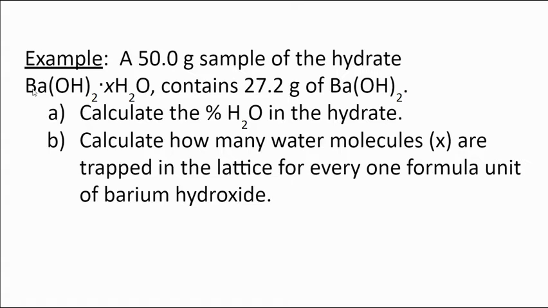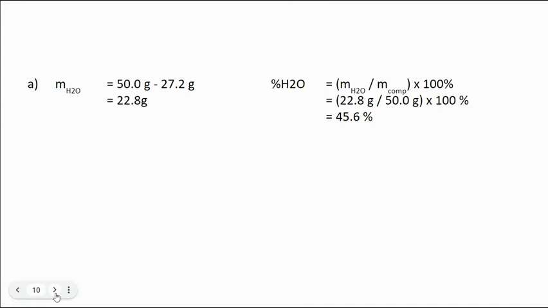Now, our first example, if we're finding the percent H2O, is very much like a percent composition question. But instead of breaking everything down into hydrogen, oxygen, and individual elements, we're going to find out what percent is water and what percent is the ionic compound. So if I start with this first portion of the question, what I want to know is the mass of water in the compound.